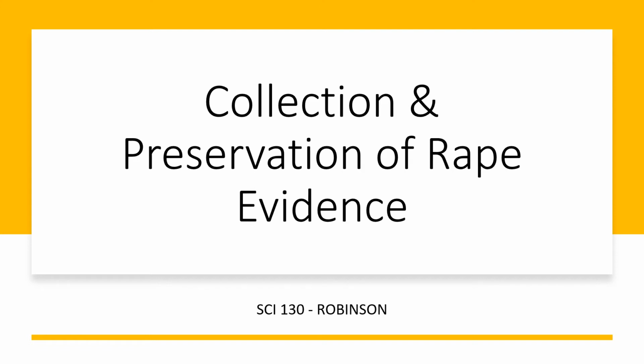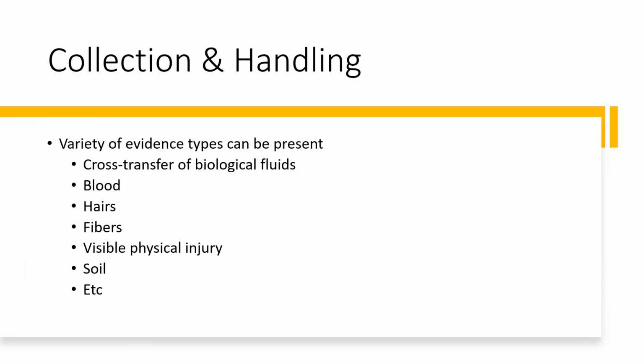Collection and preservation of rape evidence. Rape evidence can include a variety of evidence types. You can have a cross-transfer of biological fluids. This can be semen, vaginal secretions, saliva, etc., blood.